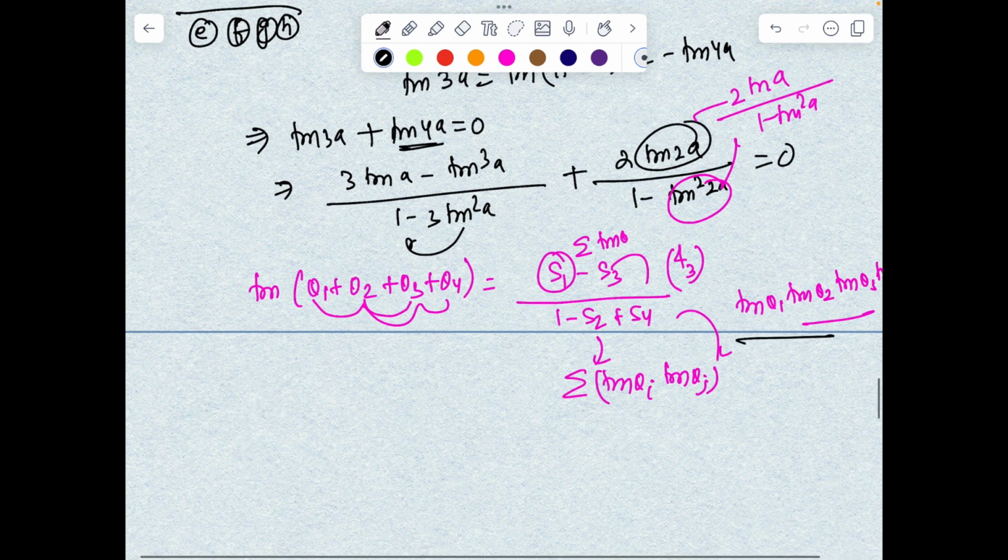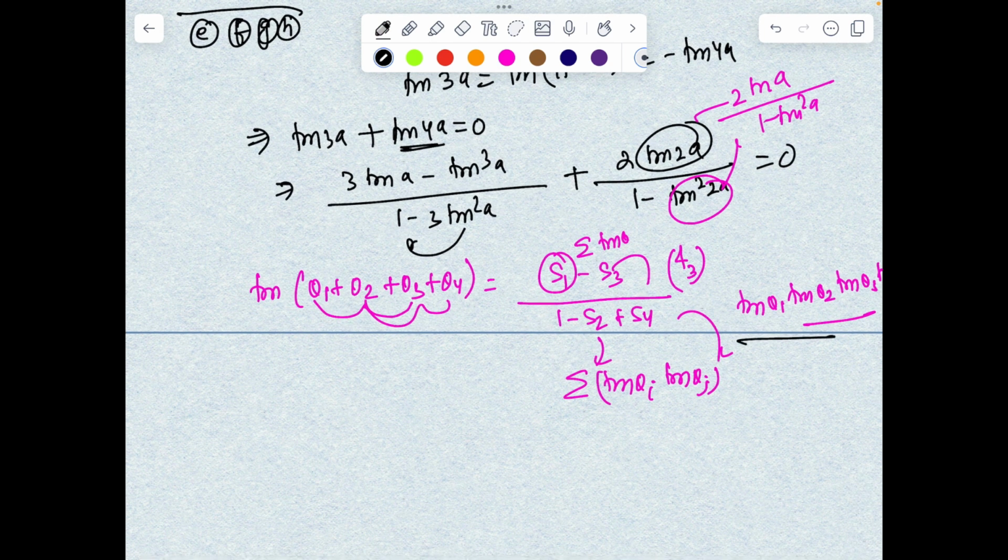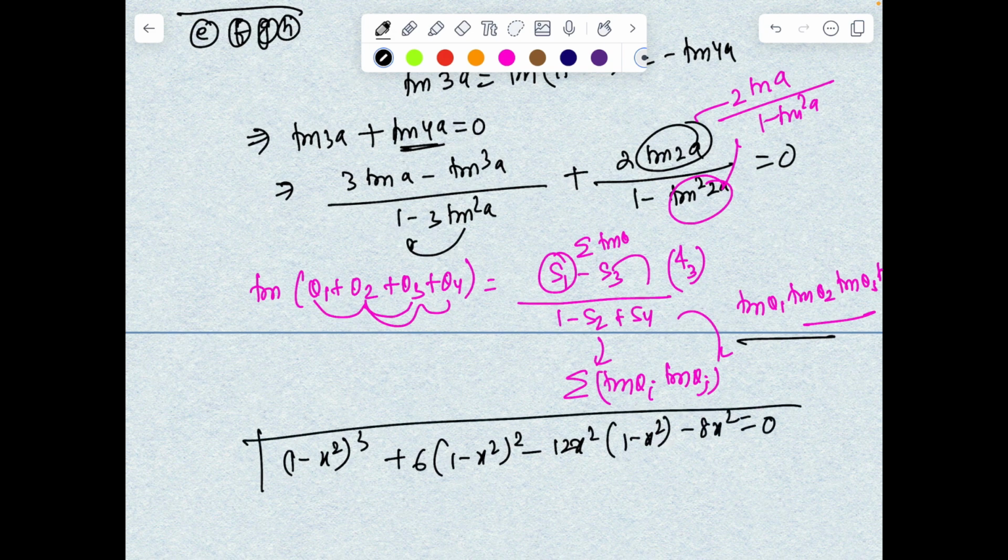तो आप वहाँ से भी इसको सॉल्व कर सकते हो। अगर पूरा इसको अब तामझाम थोड़ा करोगे, ठीक है, तो फाइनली जो इक्वेशन आएगा वो आपके पास आ जाएगा: (1 − x²)³ + 6(1 − x²)² − 12x²(1 − x²) − 8x² = 0. It's worth doing because you are rewarded with the answers for the E, F, G, H parts at once.